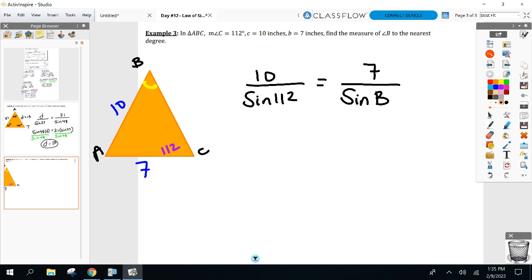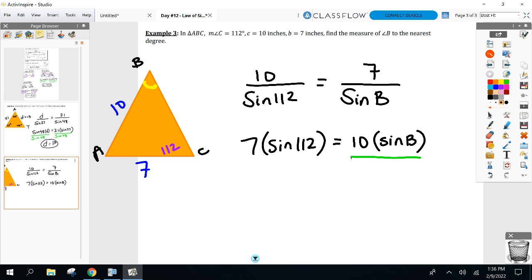All right, I'm going to slow down the pace here a little bit. Cross multiply. 7 times the sine of 112, and then on the other side, 10 times sine of b. We want to get sine of b by itself because eventually we want to get b all by itself, right? So the first thing we got to do is get sine of b by itself. What do I need to do with the 10, Jonah? Divide both sides by 10. Good. So let's get the 10 out of there.